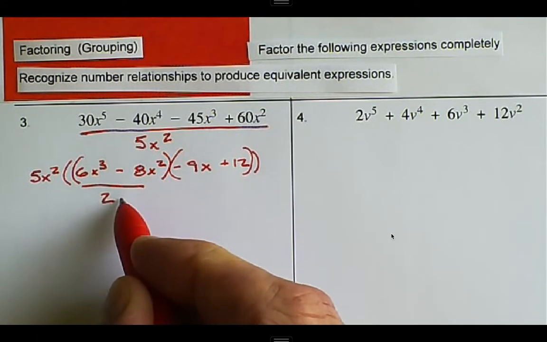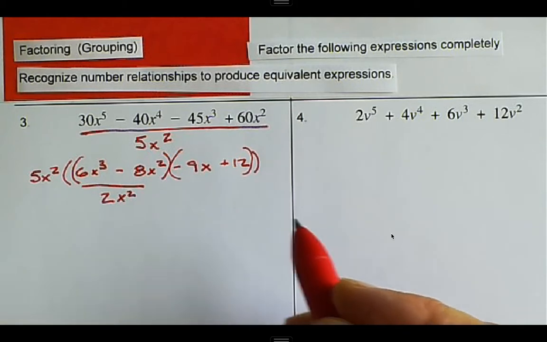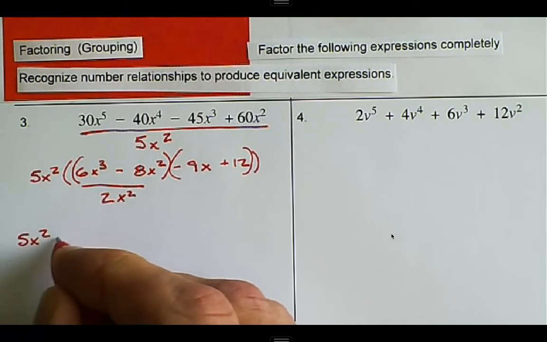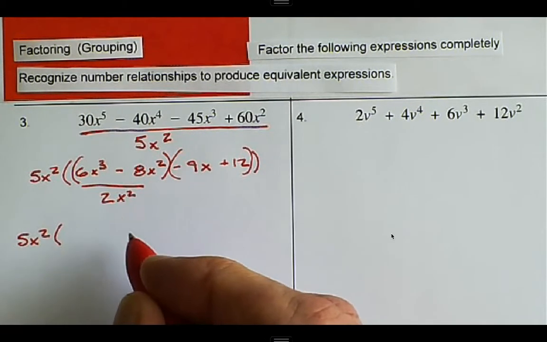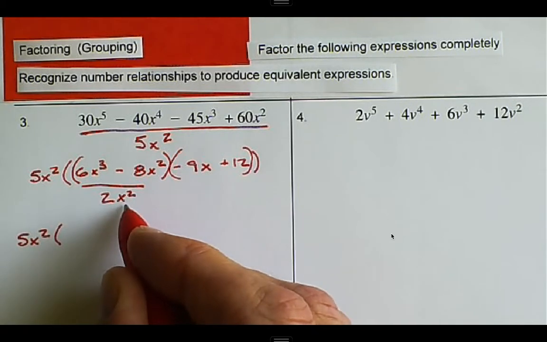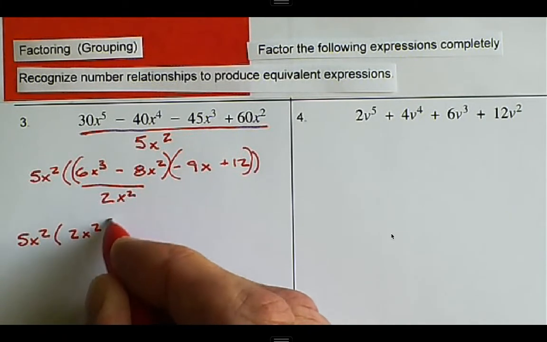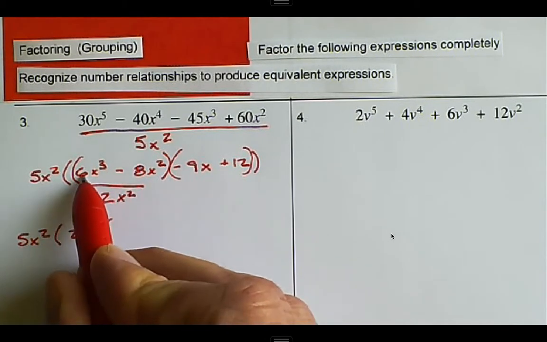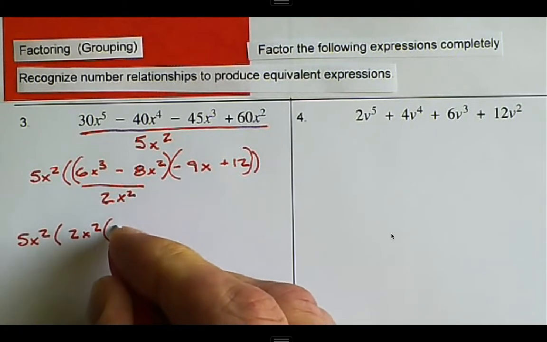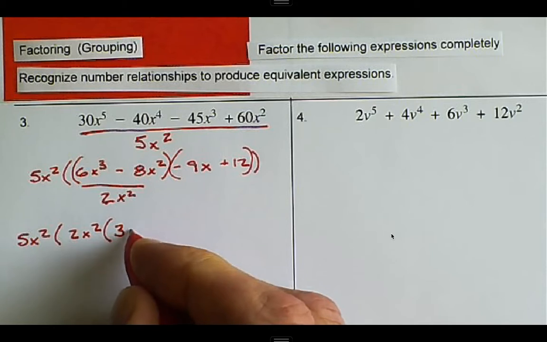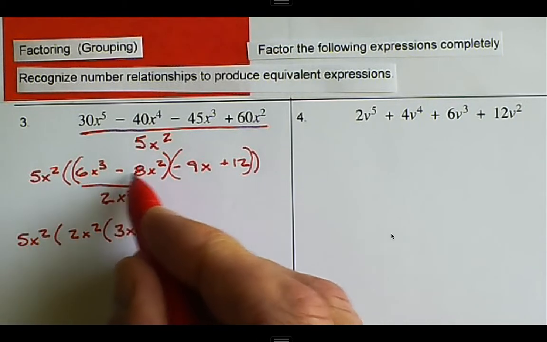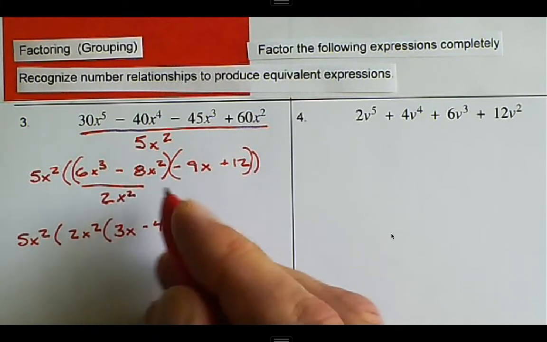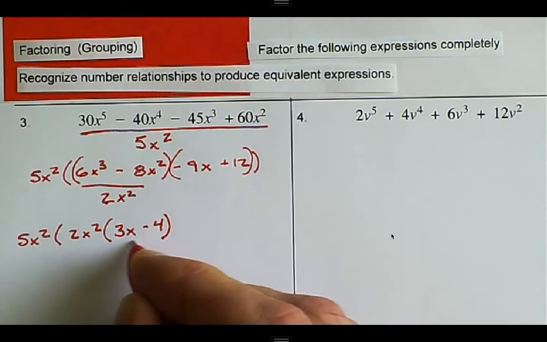And x squared is the smallest variable, so we'll take out an x squared. Still have to account for the original 5x squared. So we have the original 5x squared out front. Then we have to take into account the 2x squared. And now we have to see what is left in the parentheses. 6 divided by 2 is 3. X cubed divided by x squared is x. Negative 8 divided by 2 is negative 4. And x squared divided by x squared, those cancel each other out. So this parenthesis ends this section.